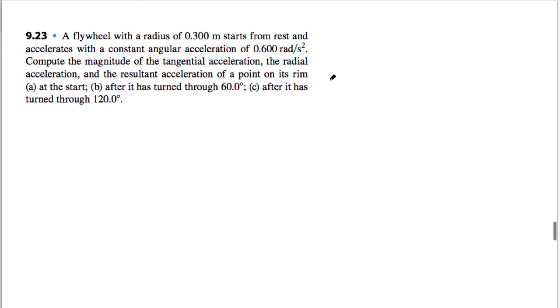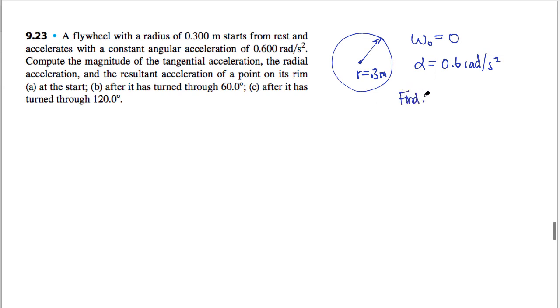For question 9.23, we have a flywheel with a radius of 0.3 meters. So I'm going to go ahead and sketch a wheel. It has a radius of 0.3 meters, and it starts from rest, which means its initial angular velocity is 0. It has a constant angular acceleration of 0.6 radians per second squared. I want to compute the magnitudes of the tangential acceleration, the radial acceleration, and the resultant acceleration.